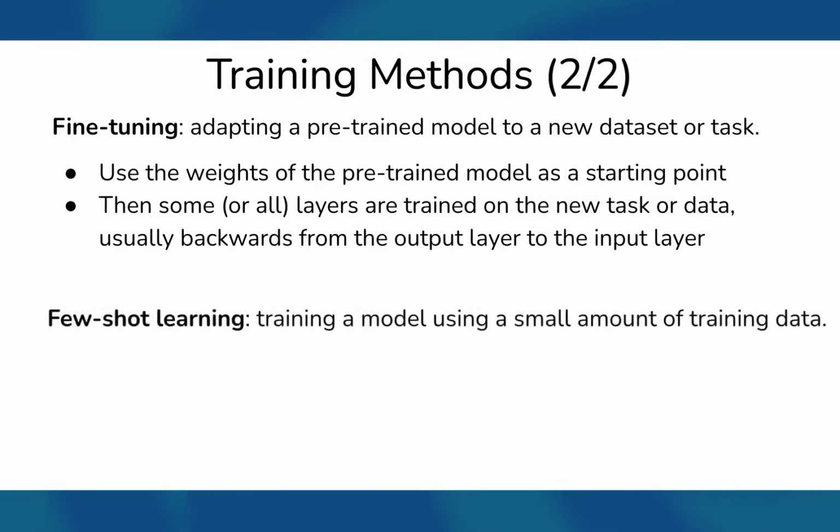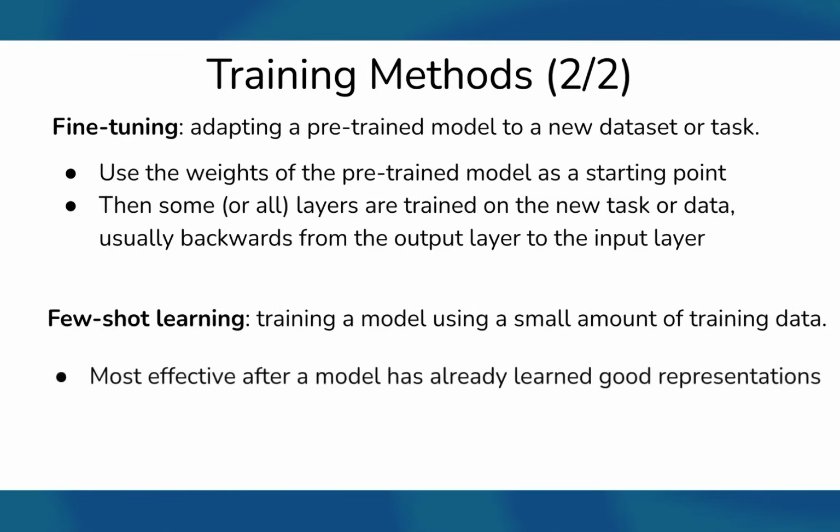Another training method is few-shot learning. This is using a much smaller amount of data. This is most effective after a model has a very strong representation. So you basically need a pre-trained model for this. And here the models are just given a few examples to quickly discern the pattern and figure out the correct answer.